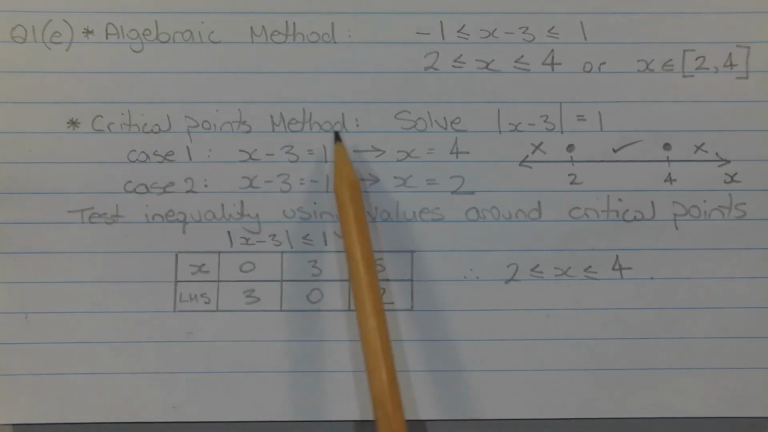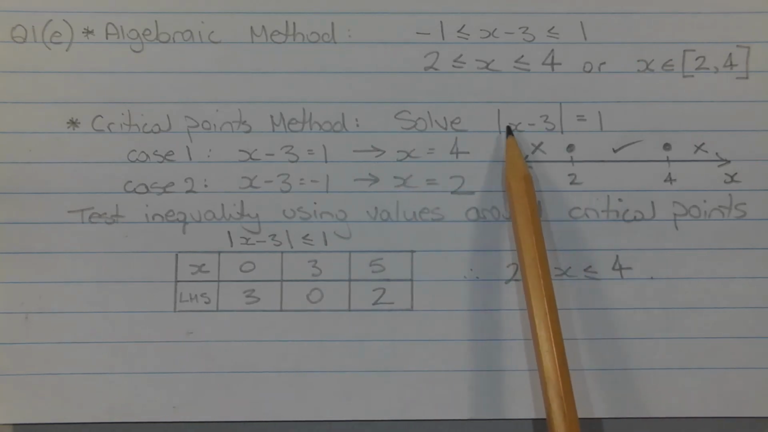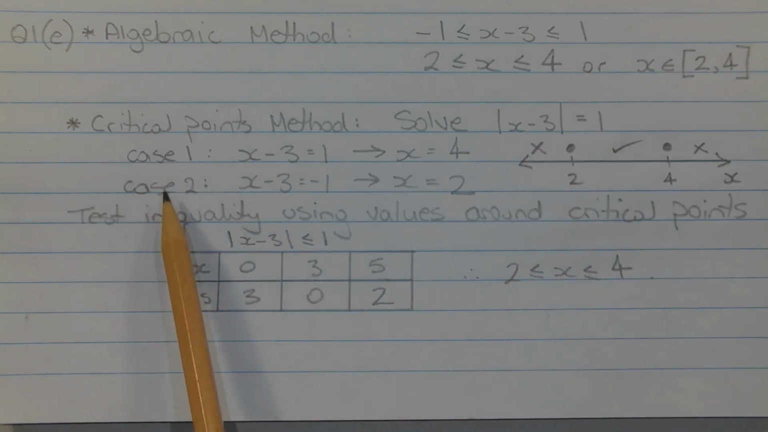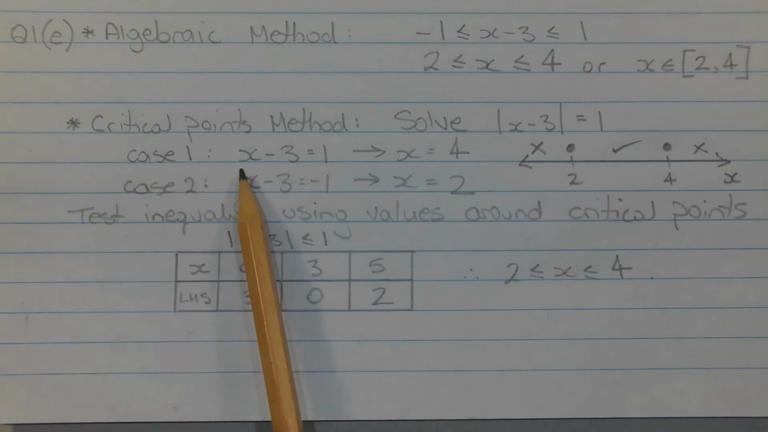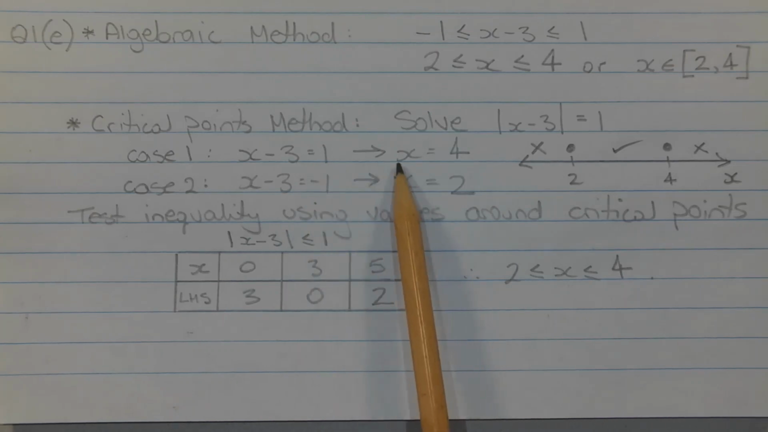Using the critical points method, we treat the inequality as an equation, we solve the equation to find the critical points, and then we test values around those critical points to determine the correct interval or intervals. So in this case, I'm going to solve the absolute value equation: the absolute value of x minus 3 is equal to 1. Now that gives rise to two cases. Case 1, x minus 3 is equal to 1. Adding 3 to both sides, we get x is equal to 4.